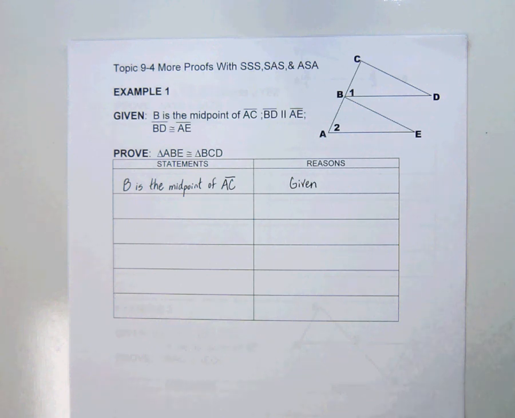Okay, this is topic 9.4. We're going to work with proofs using side, side, side, side, angle, side, and angle, side, angle. And these proofs, we've already got the boxes ready for you to fill in your statements and your reasons. Just remember that the first box is always restating the given information.